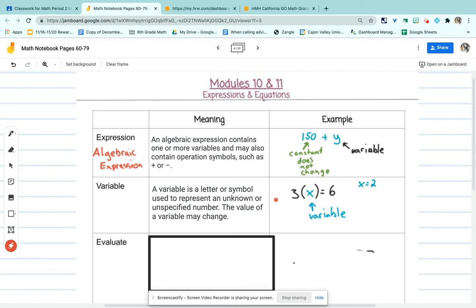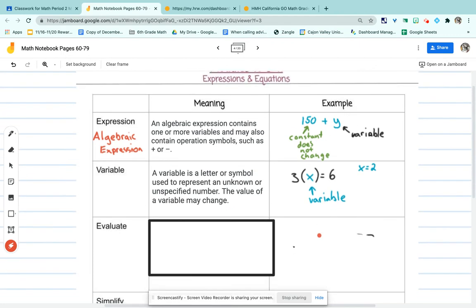A variable is a letter or symbol used to represent an unknown or unspecified number. The value of a variable may change, and I put an example here. We have 3, and then the variable x equals 6. If x was 2, obviously, then it would equal 6 because 3 times 2 equals 6. If x was 3, then 3 times 3 would equal 9, and so on. So a variable can change. It has an unspecified number, and we have an example over here.